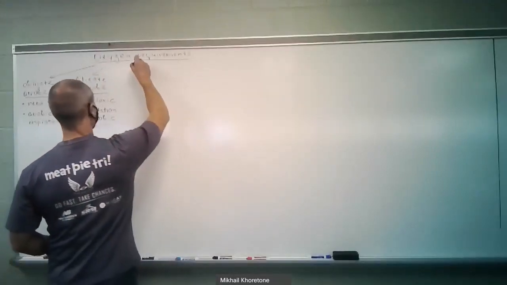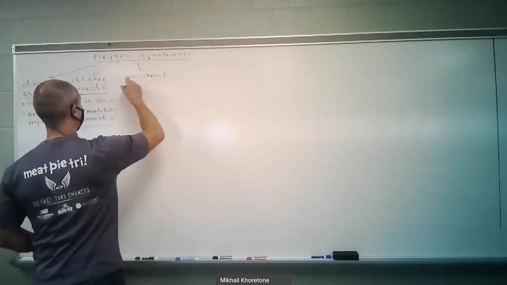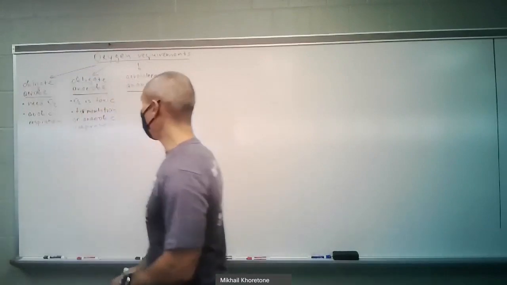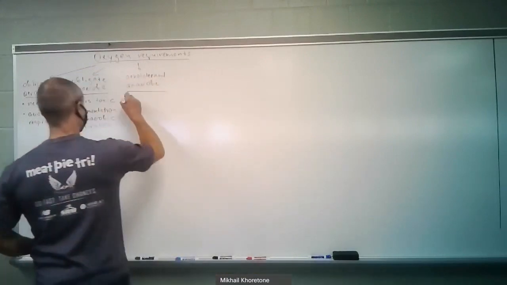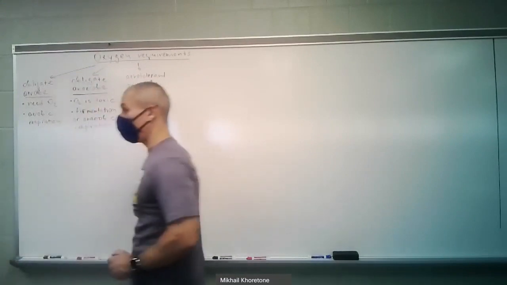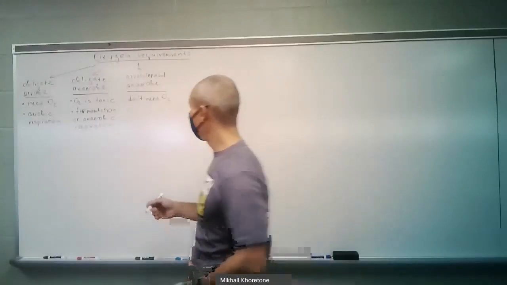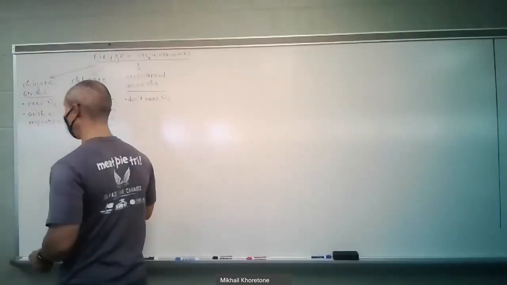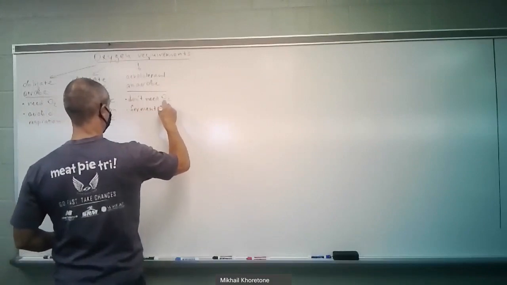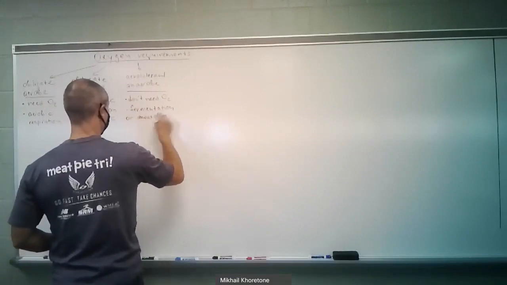Third group is air-tolerant anaerobic. Now, to differentiate them from obligate anaerobes, I'm going to write this. They don't need oxygen. Can they survive in the presence of oxygen? Yes. Do they use it? No. Air-tolerant anaerobes, for the most part, are fermenters. But some also can use anaerobic respiration.